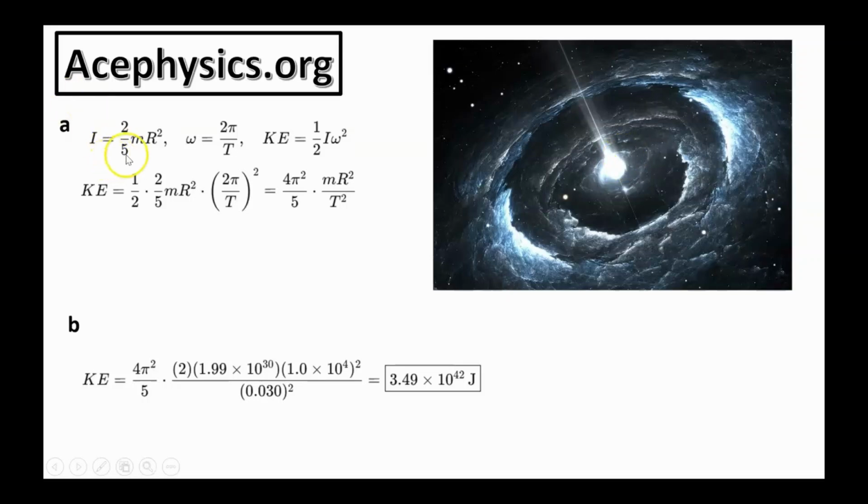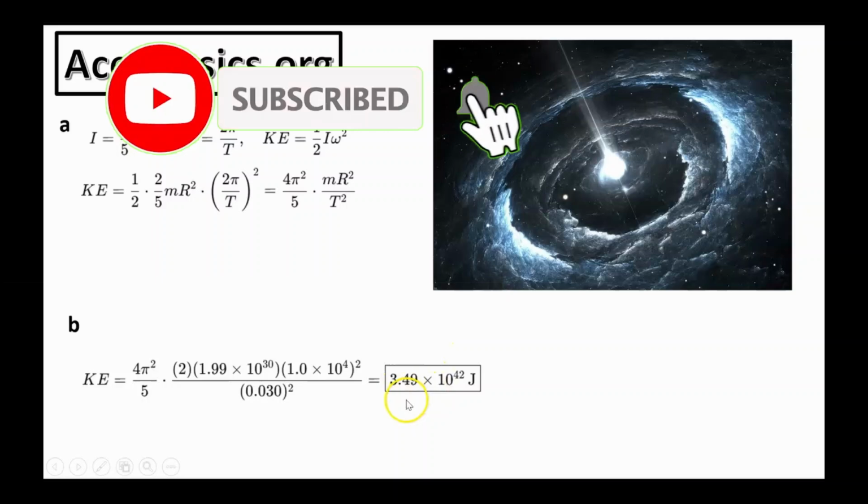For part A, the moment of inertia of a sphere is 2/5 mr squared. Angular frequency is defined to be 2 pi over the period. Kinetic energy of rotation is 1/2 I omega squared. Plug in I, plug in omega. This is a way you can write the kinetic energy for a rotating sphere. For part B, we plug in all the given values. The kinetic energy of rotation for this neutron star is 3.49 times 10 to the 42 joules.